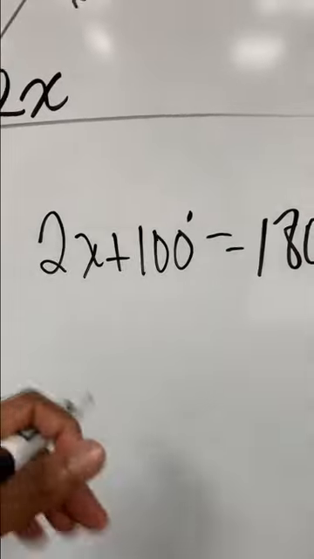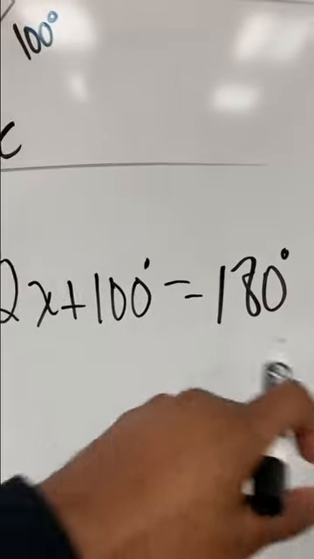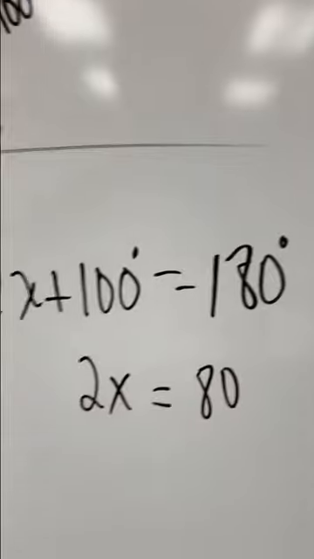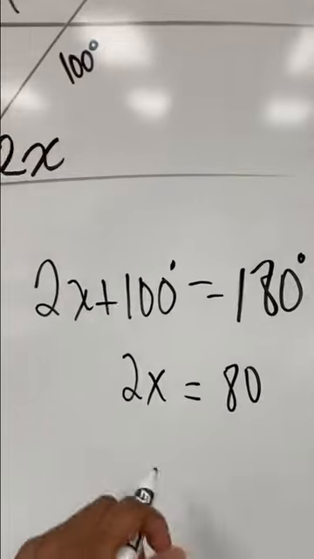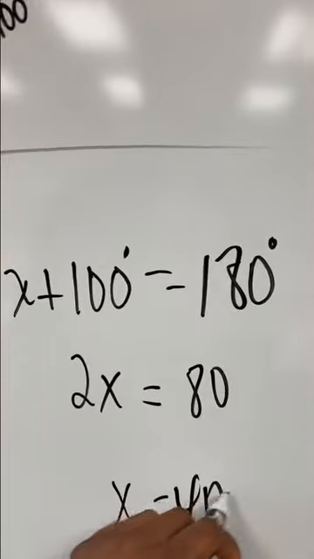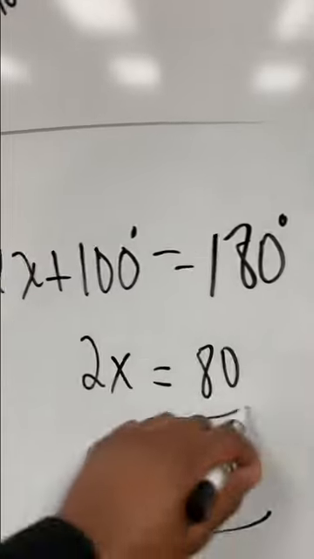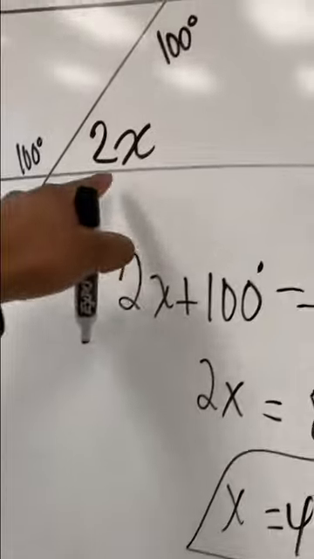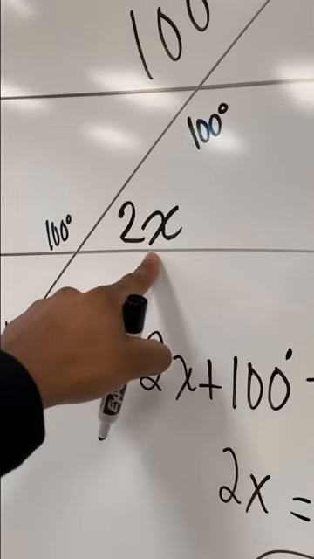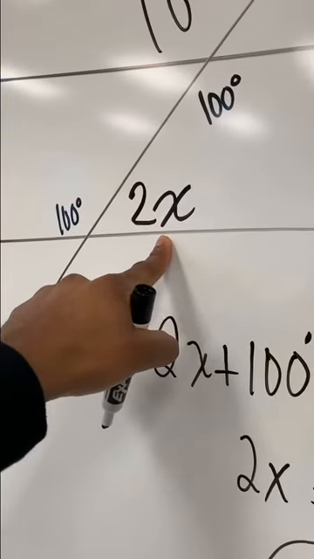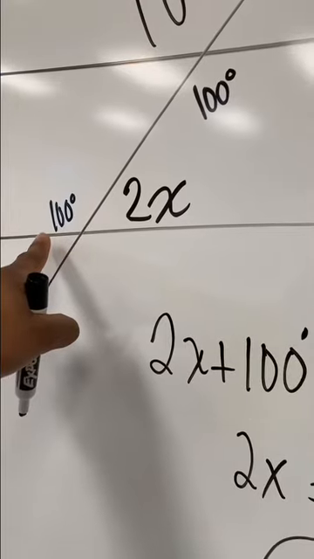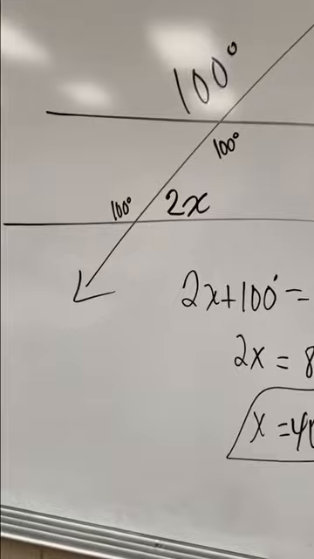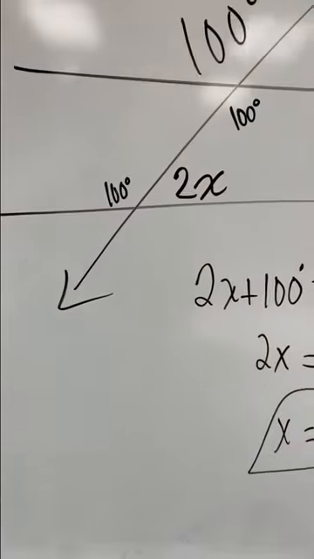So we go through our solution process. You know, I can subtract 100 on both sides. That leaves me with a 2x minus 80. Then I could divide 2 on both sides. That leaves me with an x is equal to 40. So x is equal to 40. So if I put a 40 right there, 2 times 40 is 80, and 80 plus 100 is 180. That's how you know it's correct. Because remember, linear pairs do total up to be 180 degrees.